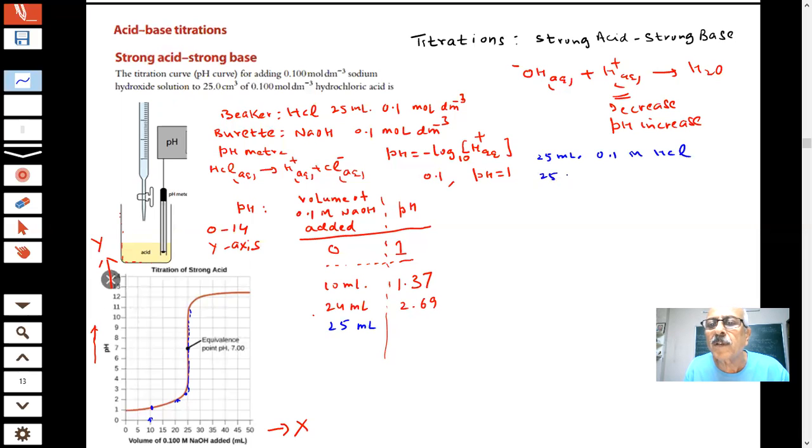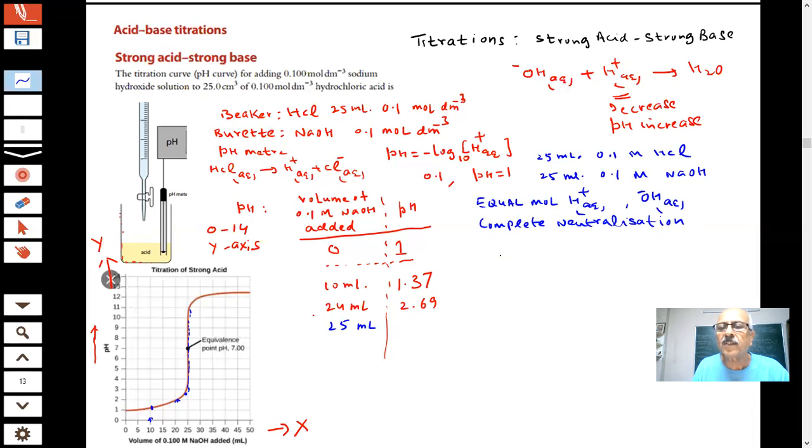Now you add 25 milliliter of 0.1 molar NaOH. So you have equal moles of H plus and equal moles of OH minus. Okay? So this is a complete neutralization. Complete neutralization takes place.